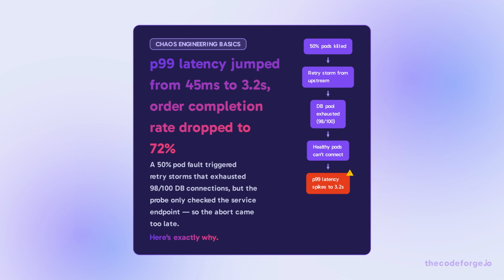P99 latency jumped from 45 ms to 3.2s, and order completion dropped to 72%, all because a chaos experiment's probe missed the real failure. Here's exactly why.